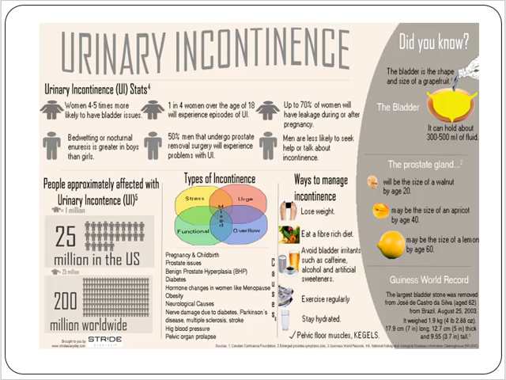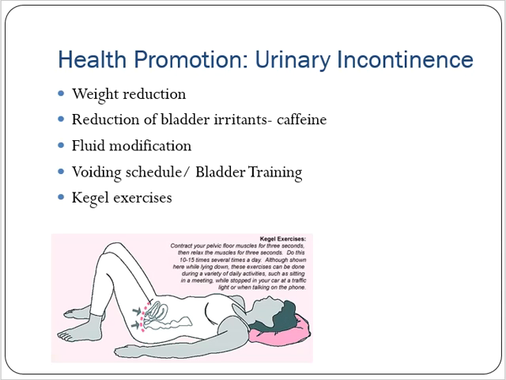Health promotion for urinary incontinence includes weight reduction, reduction of bladder irritants such as caffeine, coffees, teas, fluid modification, putting a patient on a voiding schedule, also known as bladder training, and completing Kegel exercises. With the patient lying down, they can contract their pelvic floor muscles for 3 seconds, then relax the muscles for 3 seconds. Doing this 10 to 15 times several times a day can assist.